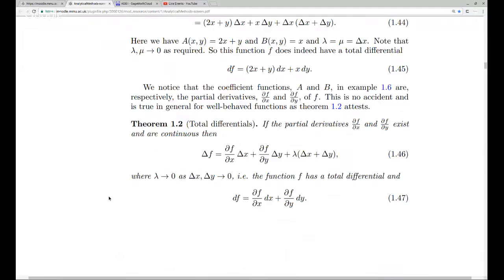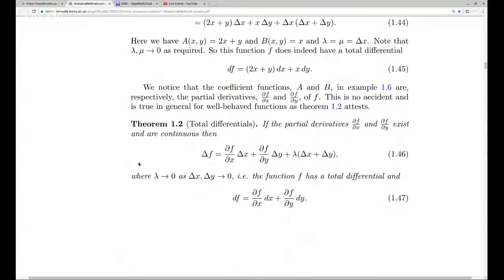But these two functions, the functions multiplying delta x and delta y, are these familiar functions which are the partial derivatives with respect to x and y respectively. So that's going to be the case for all the functions that we're going to be encountering in this. We're going to be encountering these nice functions which have these partial derivatives. Partial derivatives are going to be continuous for them. So we'll know that this expression with the total differential exists.